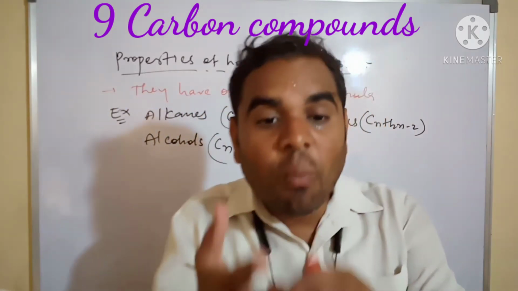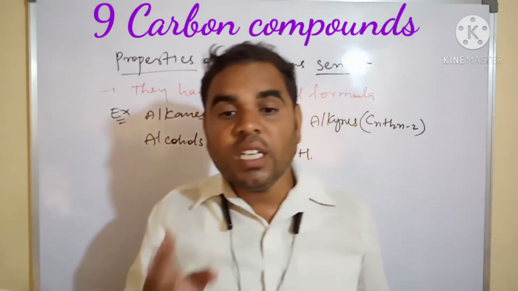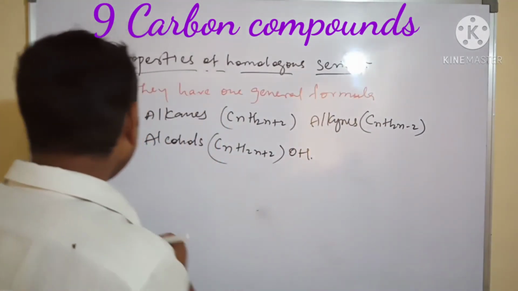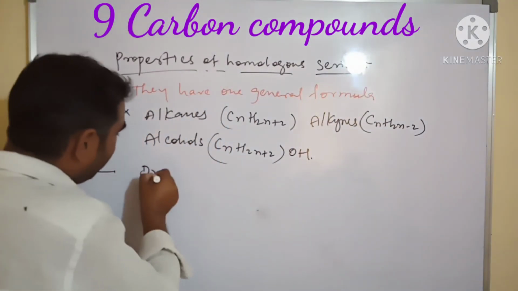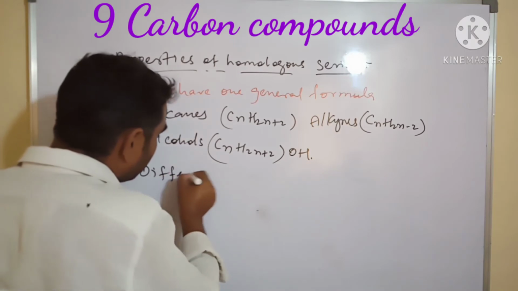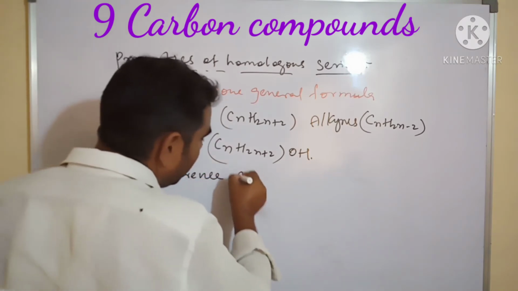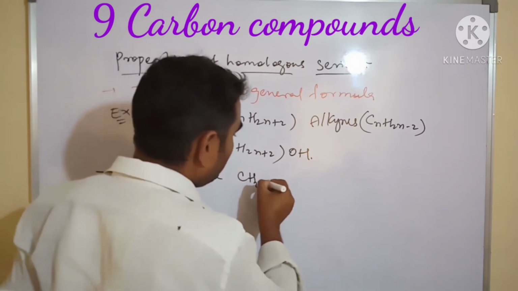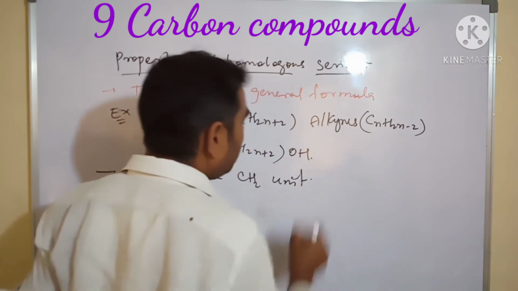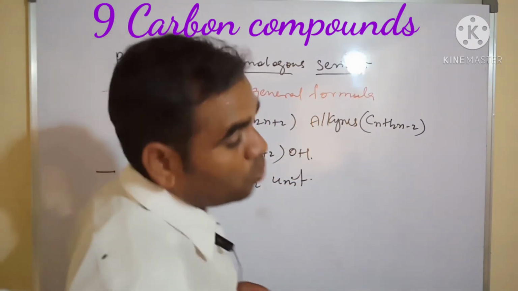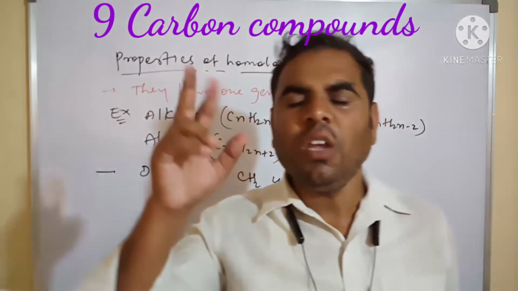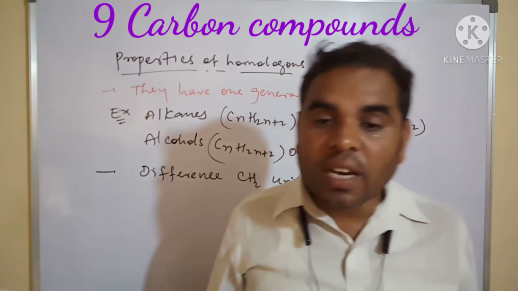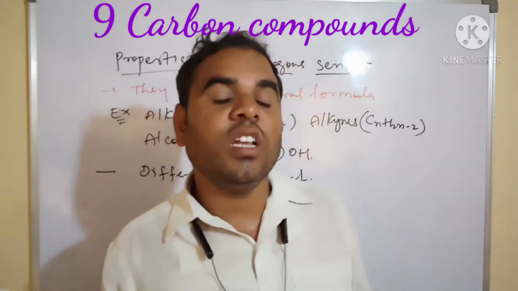Successive homologues in the series differ by a CH2 unit. We already learned that the difference is a CH2 unit. Write it like this: two successive carbon compounds differ only by a CH2 unit, and they possess similar chemical properties due to the same functional group.